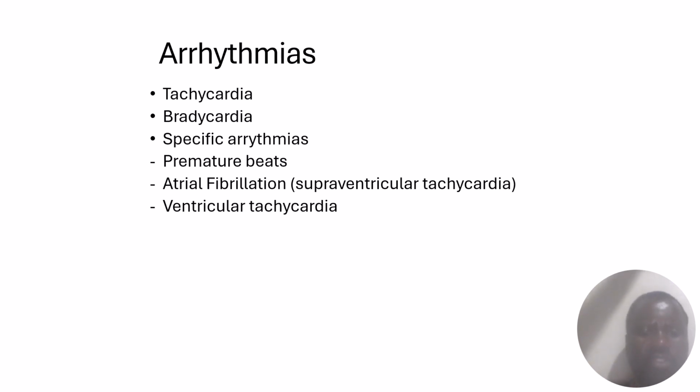Atrial fibrillation is usually a supraventricular tachycardia relating to the atria, and the fibrillation relates to the fact that the heart rate for the atria is too high, beyond 100, going to the 200s. Ventricular tachycardia is tachycardia related to the ventricles, where the ventricles are beating at an abnormally high rate.